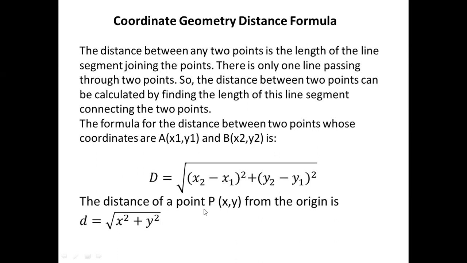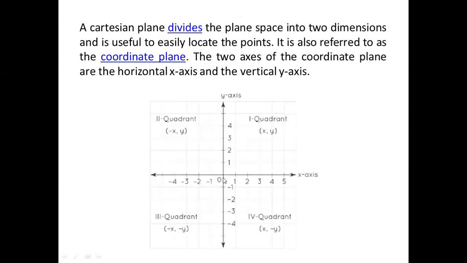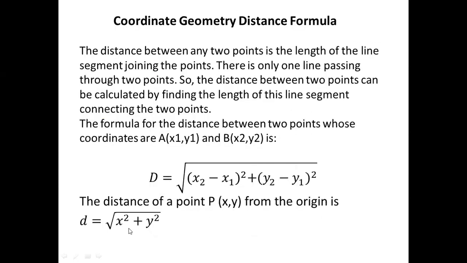As well, if we have a point P with coordinates x, y, and the other point is at the origin, the origin is where the 2 axes intersect, so this is O with coordinates 0, 0. Then the distance for the point P from the origin will be the square root of x squared plus y squared.